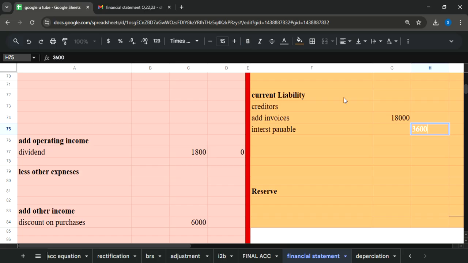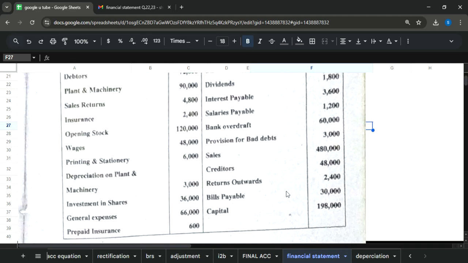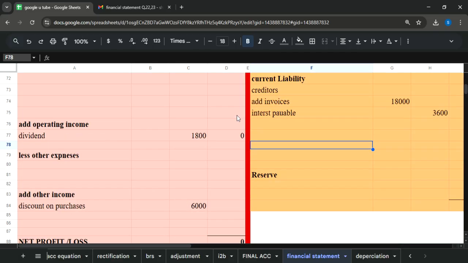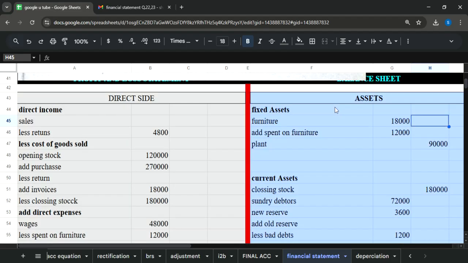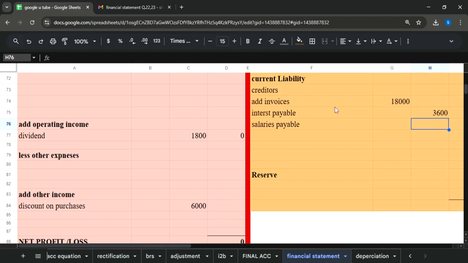Write down. And secondly, we have salaries payable. Look at here, salaries payable. This is also part of current liability. I've seen that accountants usually don't check spellings very well. Interest spellings also have to be checked. Okay, salaries payable, the amount of which is 1200. Write down 1200.